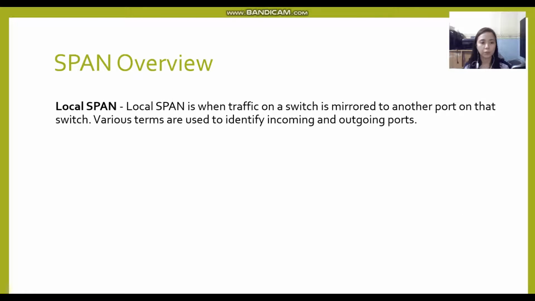SPAN overview. Local SPAN is when traffic on a switch is mirrored to another port on that switch. Various terms are used to identify incoming and outgoing ports.